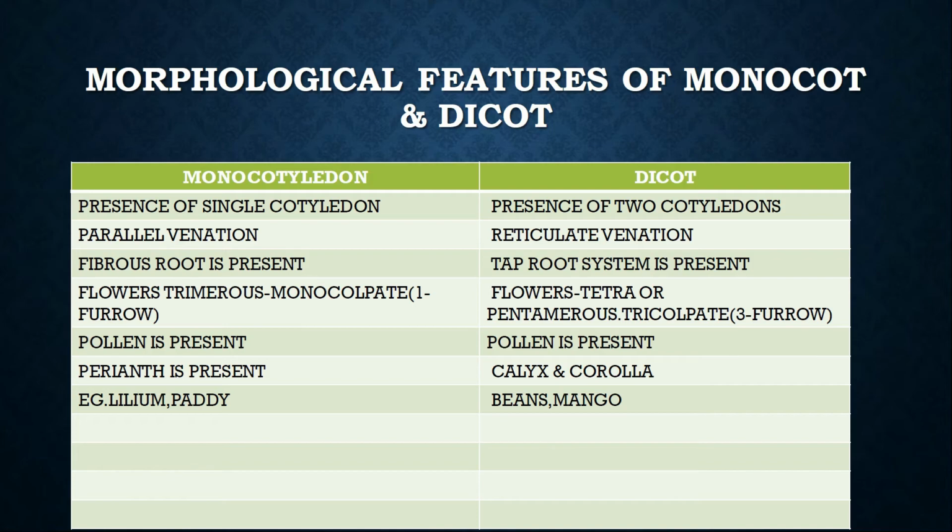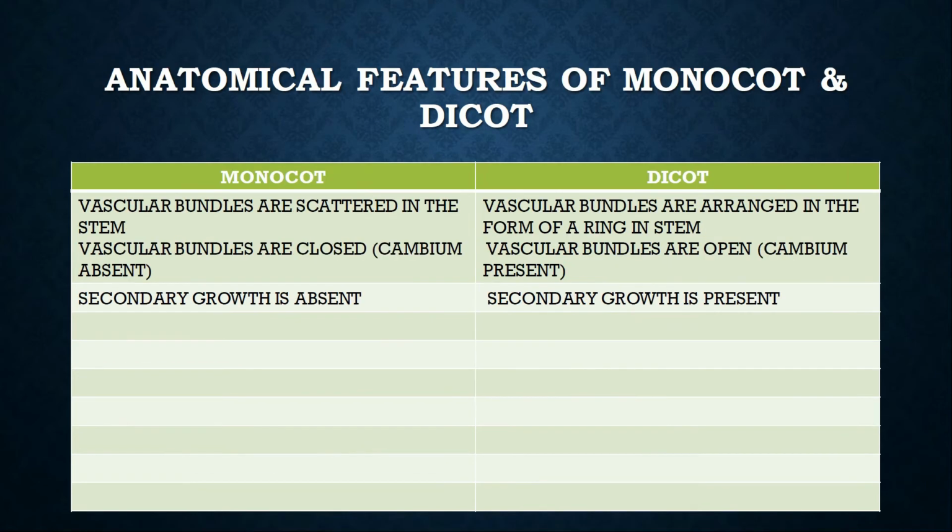Pollen grains are present in both groups. In monocots, the calyx and corolla are not differentiated, and together they are called the perianth, whereas in dicots the calyx and corolla are differentiated. Examples for monocots: Lilium and paddy. Examples for dicots: beans and mango.